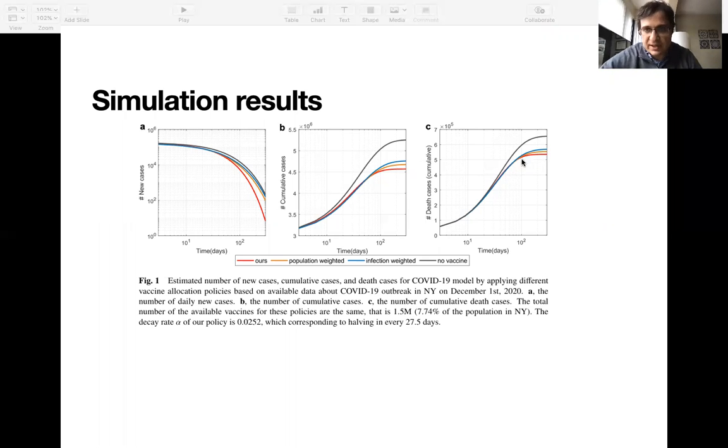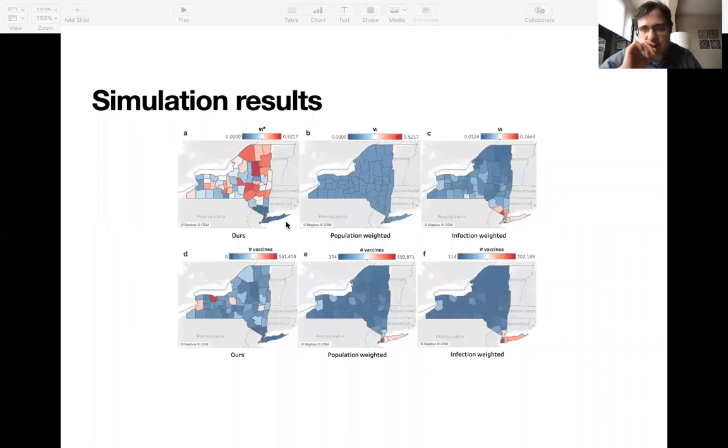You get a little bit of savings, maybe 5% or so in terms of number of deaths, maybe 5% or so in terms of the number of cases. But the epidemic actually dies out substantially quicker. Note the x-axis here is log scale. So you can do something that's non-trivial. And when I say it's non-trivial, what I mean is this. This is what our method does, right? The color here codes the proportion of the population that gets the vaccine in every county.